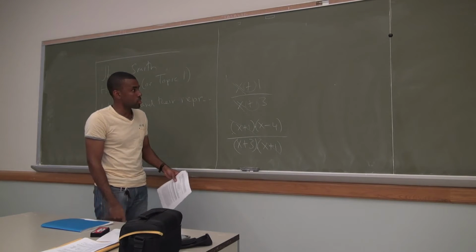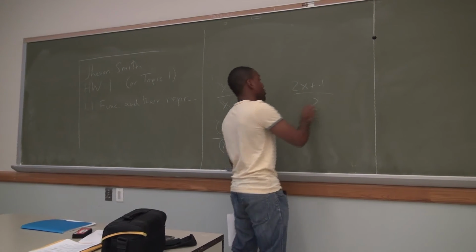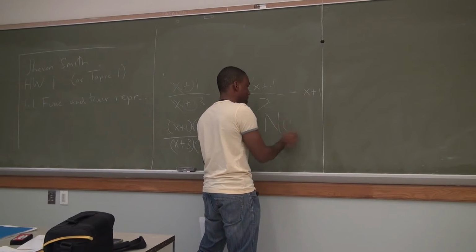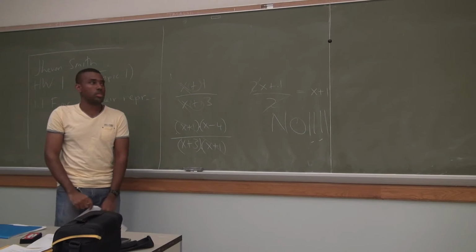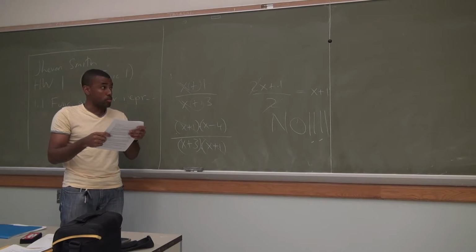This is called canceling across sums, right? Here, see like 2x plus 1 over 2. Oh, the 2 is canceled. This is x plus 1. No, it's not x plus 1. Right? Do not cancel across sums. If you do that, you are in a lot of trouble.